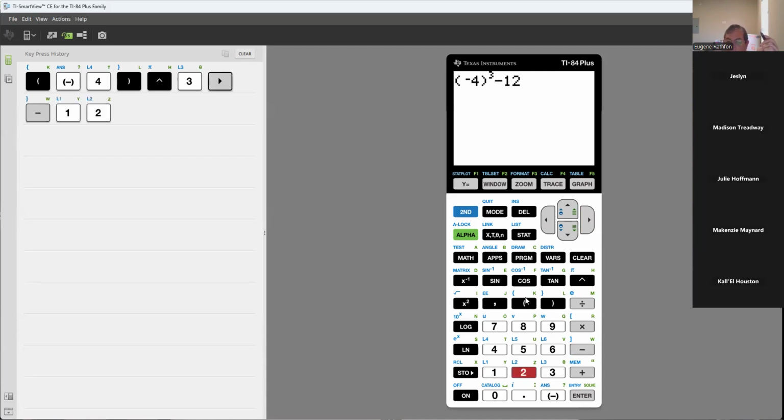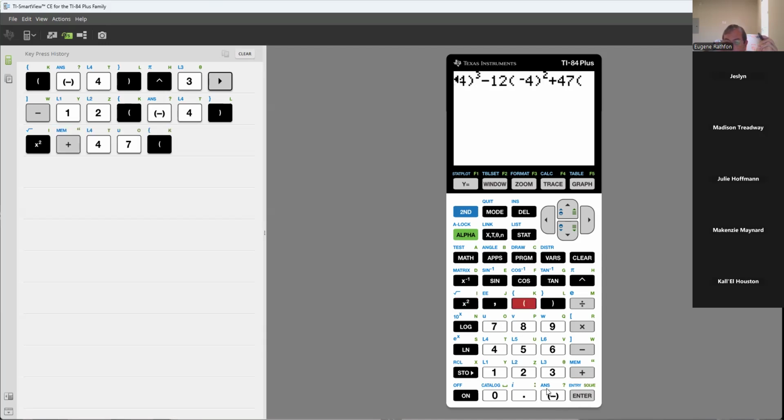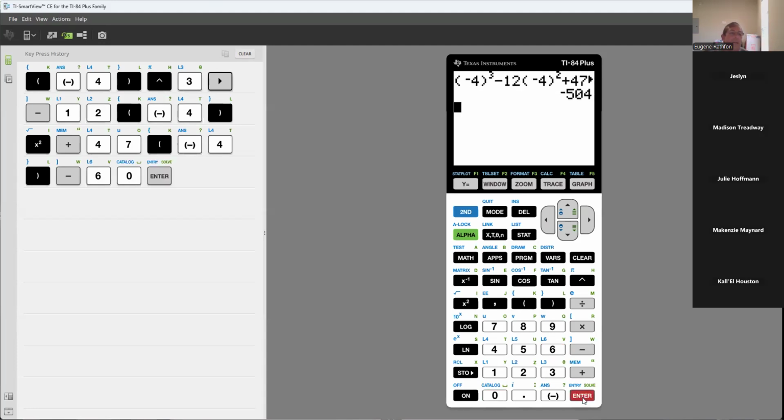Minus 12 times that negative 4, and that is squared, plus 47 times negative 4, and then minus 60. All right, y'all, we would hit enter. And look at that, we get negative 504.